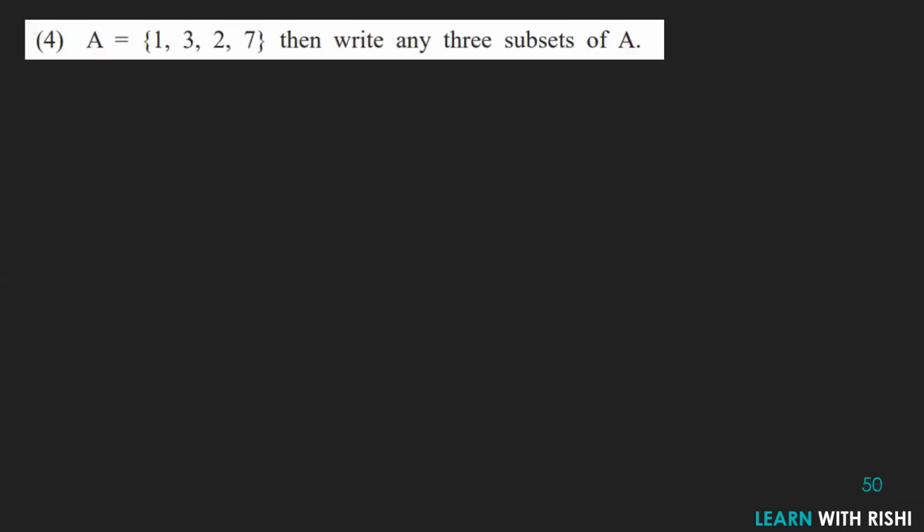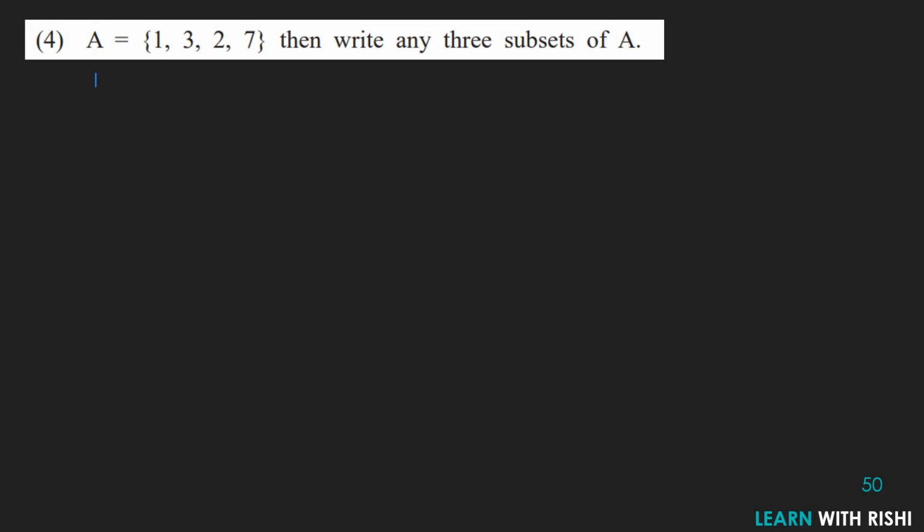The next question. Here we have a set given, A is equal to {1, 3, 2, 7}. Write any 3 subsets of A. So you can write any 3 subsets of A. What do you mean by subset? The elements present in that set must be present in set A. So we will write some examples here.